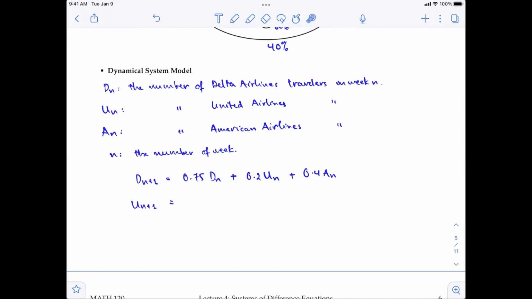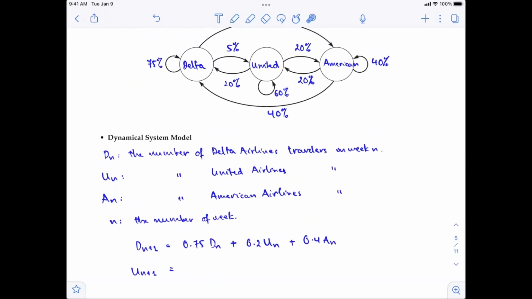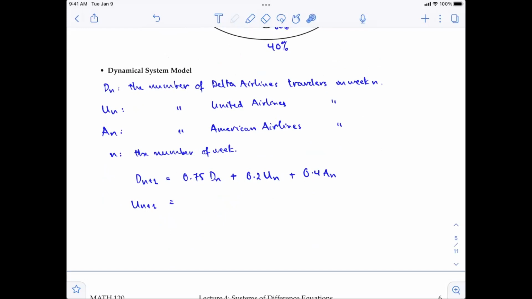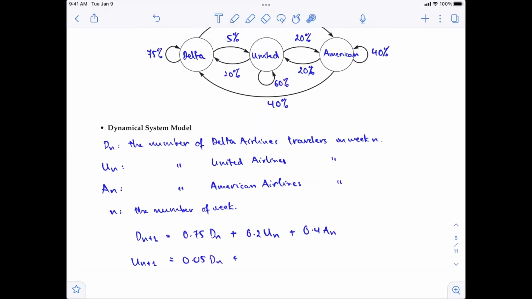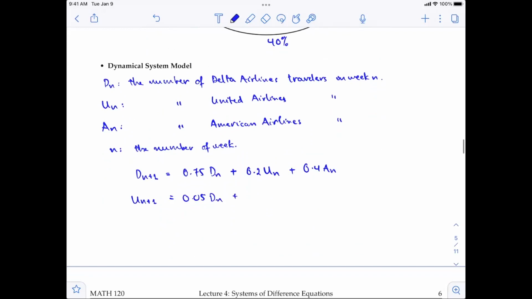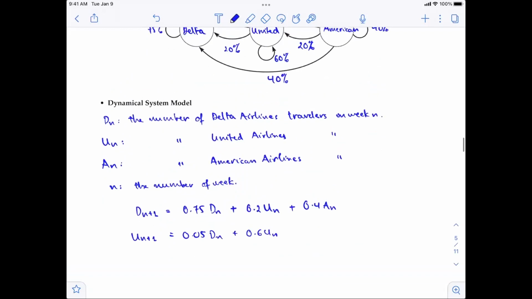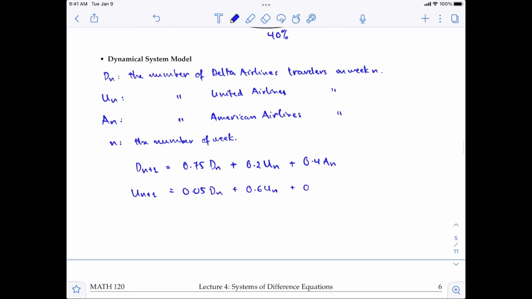What I want to do is label the variables d sub n, u sub n, and a sub n. I'm going to start with Delta moving to United first. There's only a 5% chance that people who use Delta will switch to United. And 60% of people who used United before will continue using United. And 20% of people who used American Air before will switch to United Air.